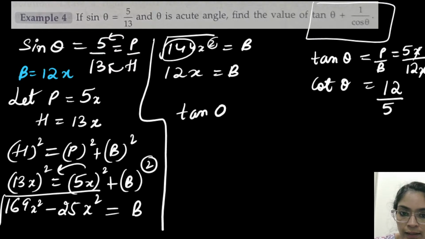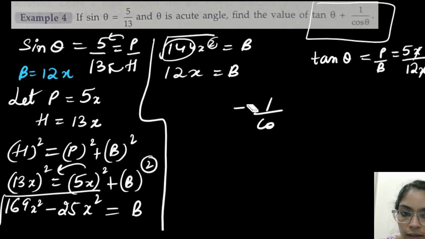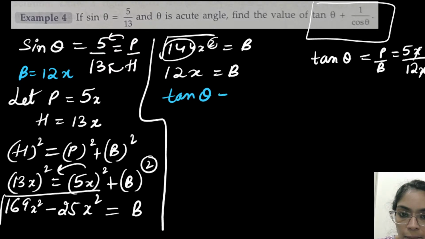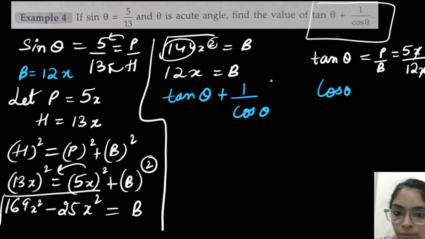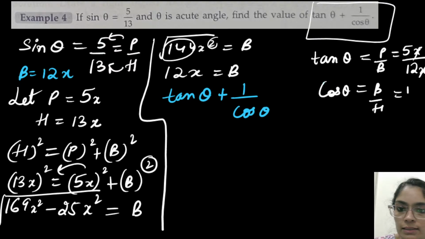So tan theta plus 1 by cos theta, okay, it's not cot theta, it's cos theta. It's tan theta plus 1 by cos theta. So cos theta's value we can find. Cos theta's formula is base by hypotenuse. So base is 12x, hypotenuse is 13x. That means it is 12 by 13.